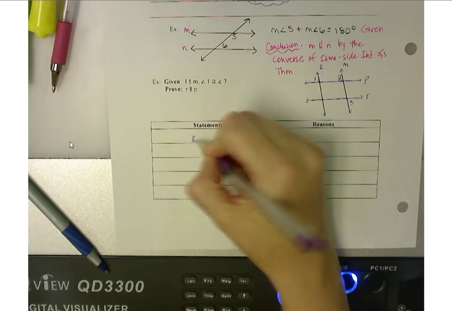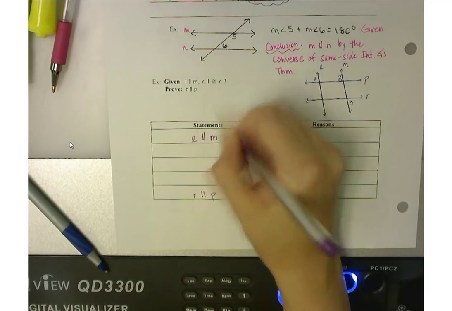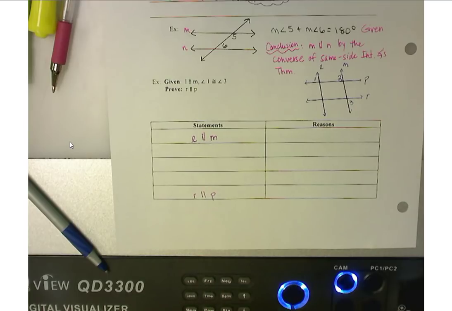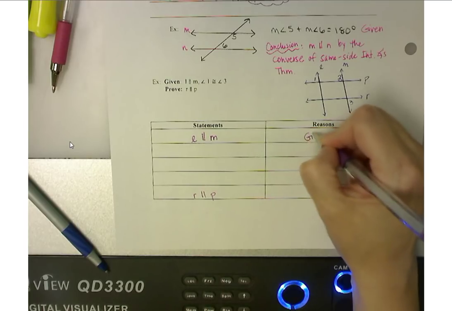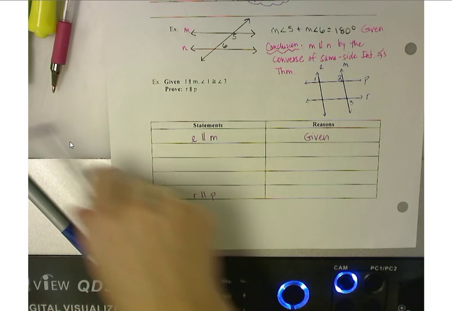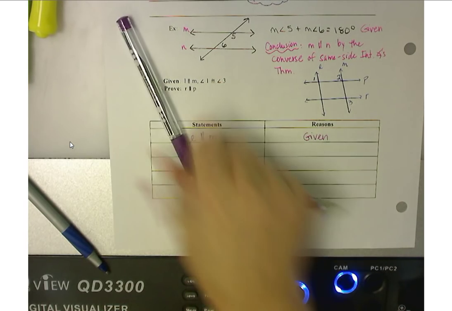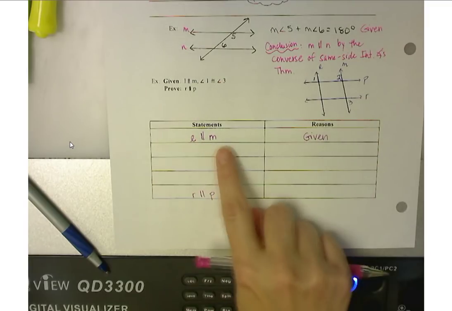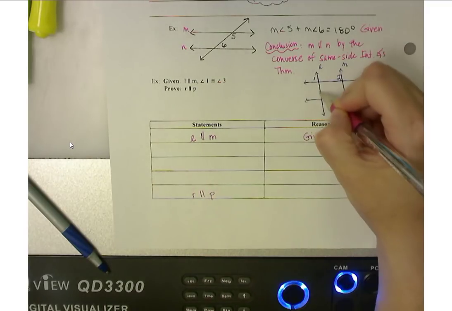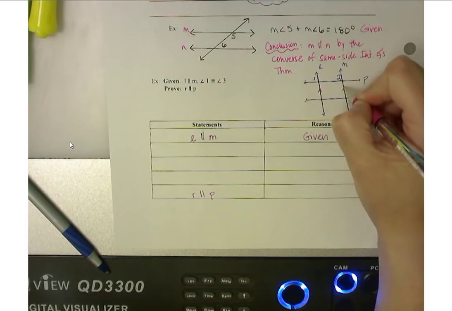So the first one we're going to use is that L is parallel to M, and then we can use the given statement. Now once you do that, I need you to mark that off on your diagram. So if L is parallel to M, the way that we'd show that is we would draw these little arrows in.